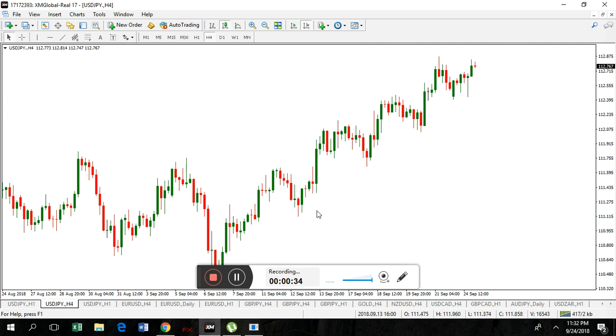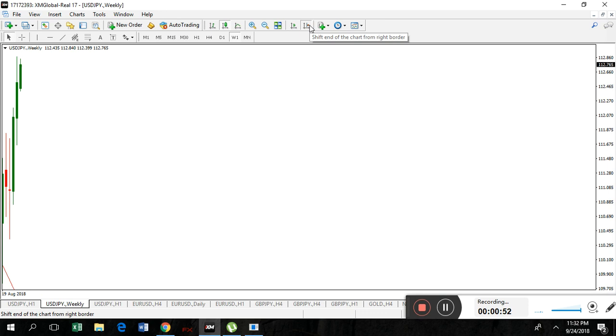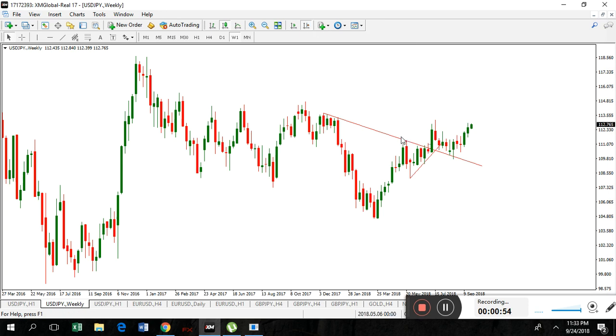What we always begin with when we are plotting our charts is we have to plot our support and resistance. Remember, we plot our support and resistance from the weekly time frame, and then you break it down onto the daily and the 4 hour time frame.